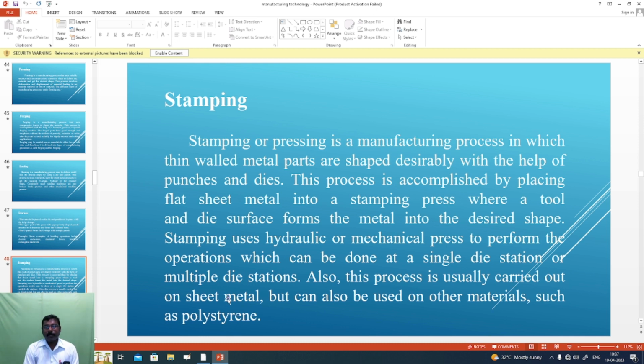Stamping uses hydraulic or mechanical presses to perform the operations, which can be done at a single die station or multiple die stations. Also, this process is usually carried out on sheet metal, but can also be used on materials such as polystyrene.